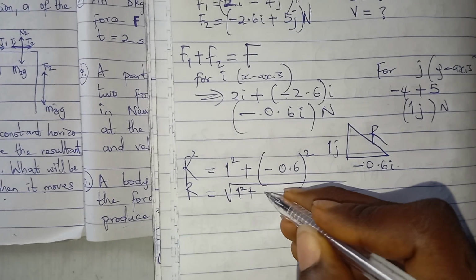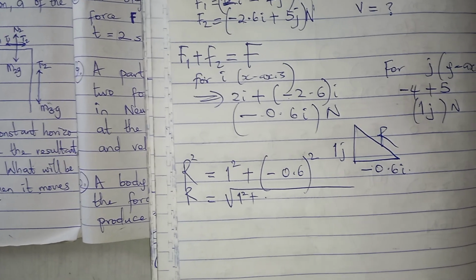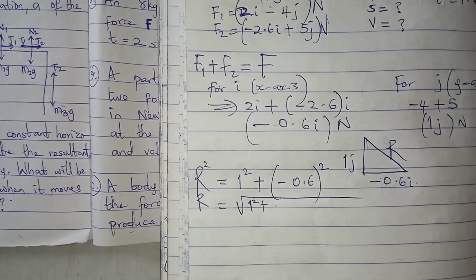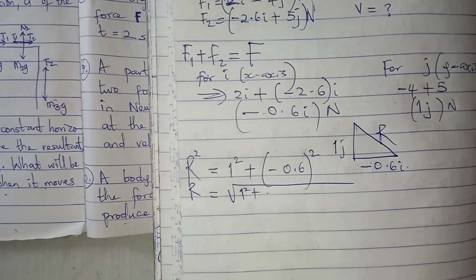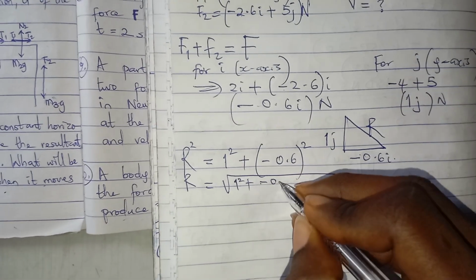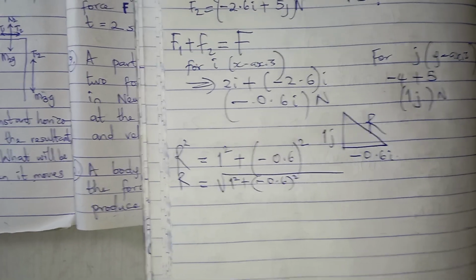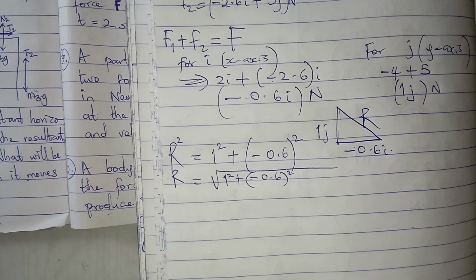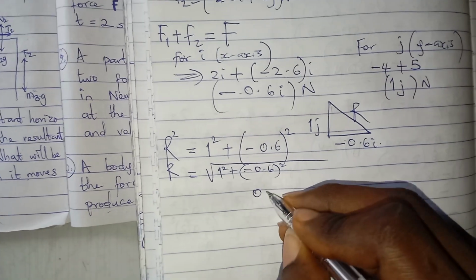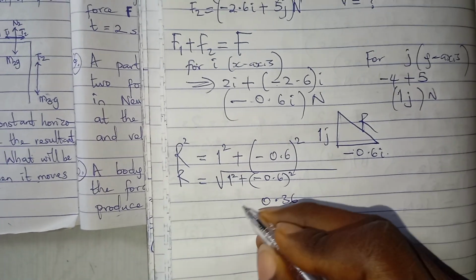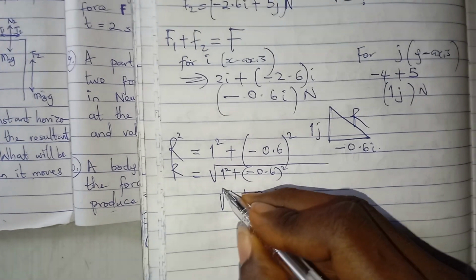Let me just put it plus minus 0.6 squared. Whenever you take a negative number and square it, it becomes positive. So 0.6 times 0.6 gives me 0.36. Plus 1 squared; 1 raised to the power of anything is 1.